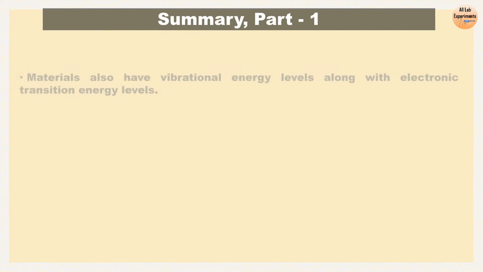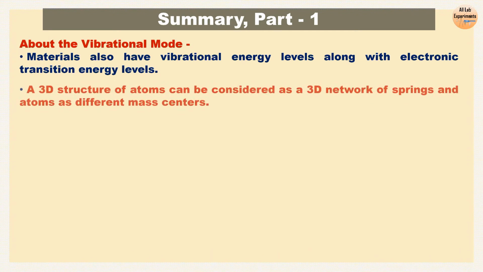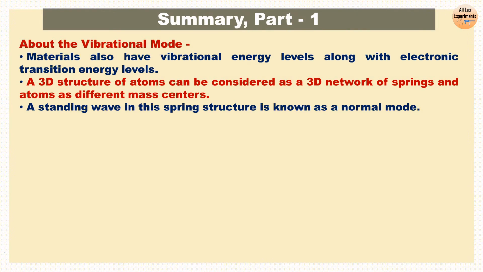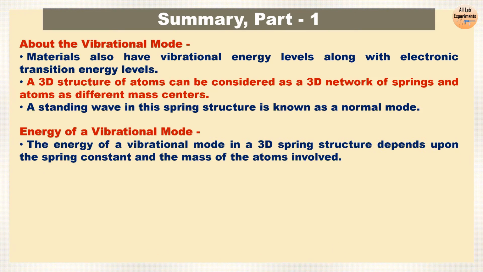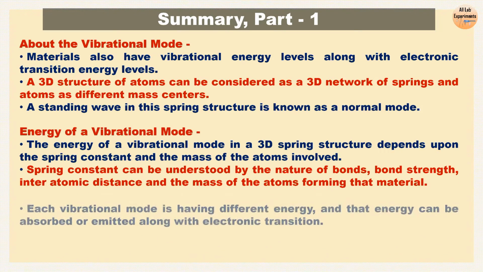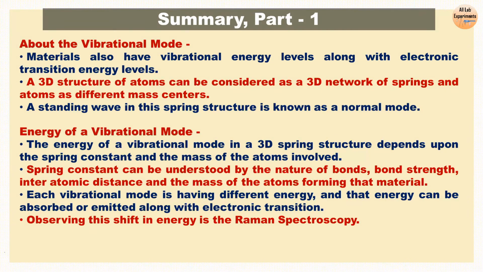So you have just learned that along with electronic transitional energy levels, there are vibrational energy levels. Electrons also switch their vibrational energy levels, and when they switch, they don't emit the same radiation they were illuminated with. So that variation tells us about the properties of the material. The energy of each normal mode depends upon the spring constant and the mass of the atoms involved. Spring constant is directly related to the nature of the bonds and the interatomic distance, and the mass is directly related to the mass of the atoms. Raman spectroscopy targets the change in energy from the incident radiation, and observing that energy is Raman spectroscopy.